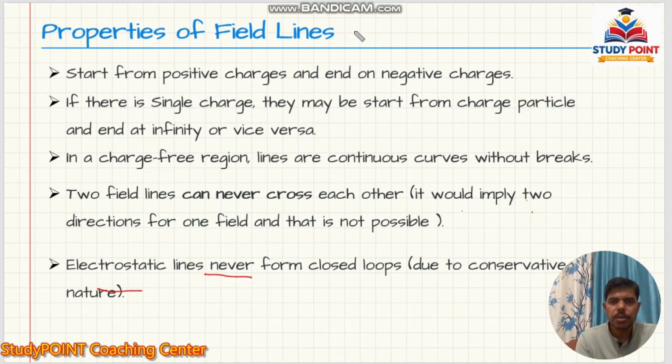What are the important properties of electric field lines? Electric field lines always start from positive charge and end at negative charge. If there is a single charge, they may start from the charge particle and end at infinity or vice versa. Means if there is a positive charge, the electric field line will start from the charge to infinity, and if it is a negative charge particle, that is minus q, the electric field lines will start from infinity towards the charge.